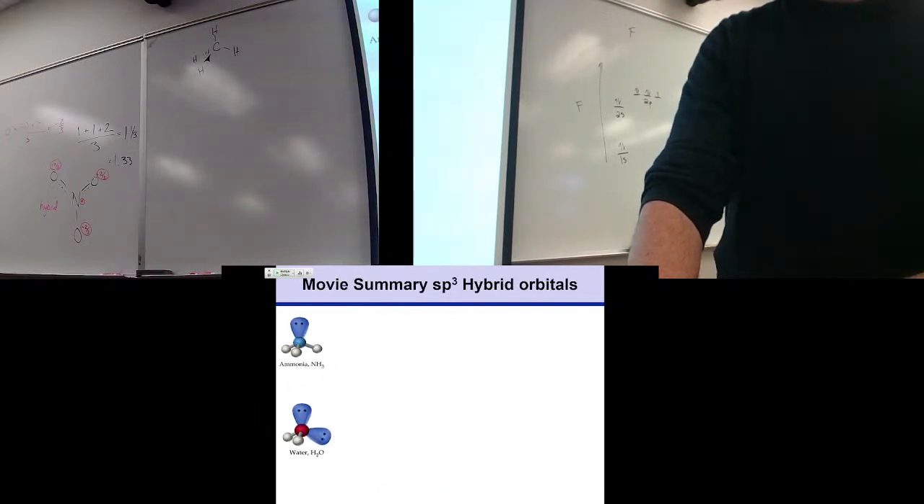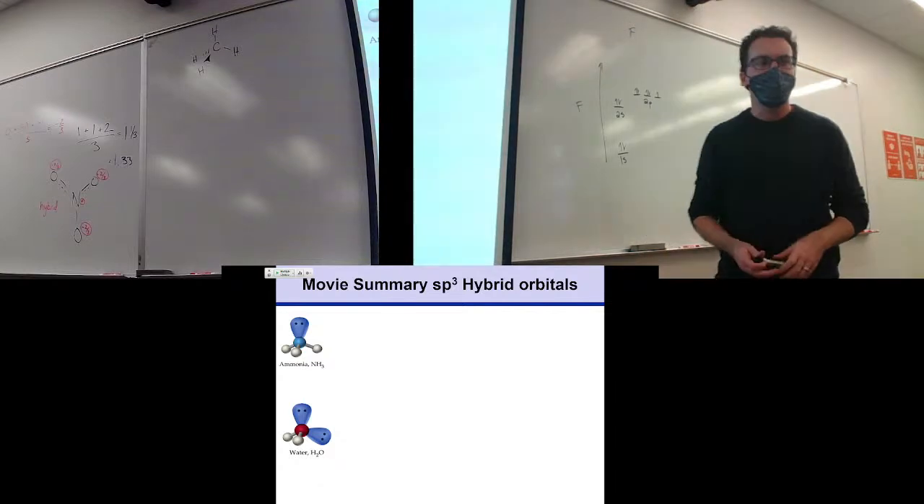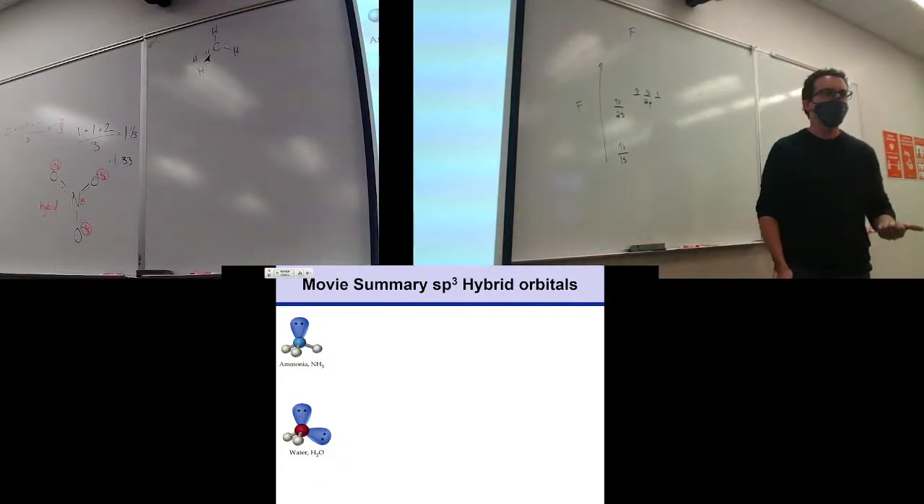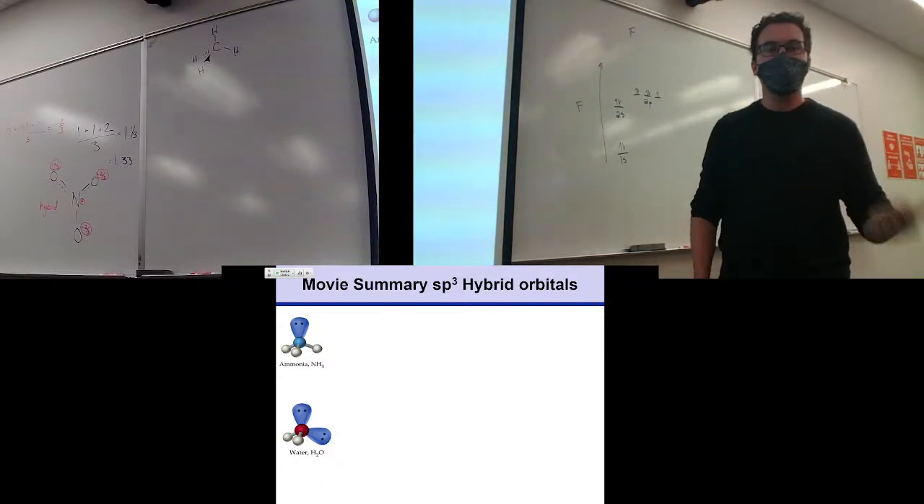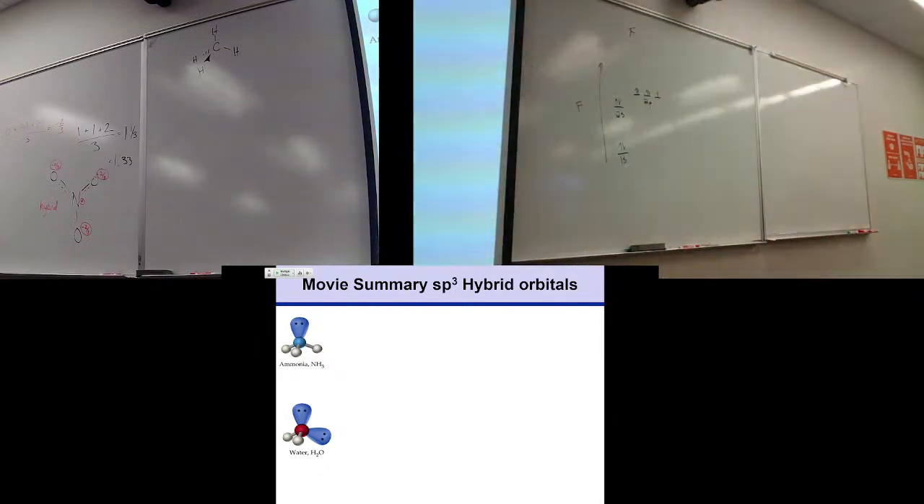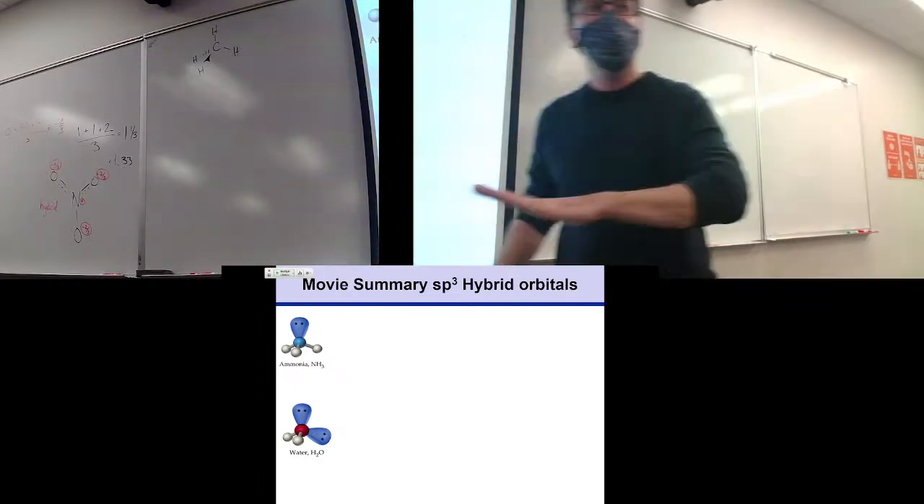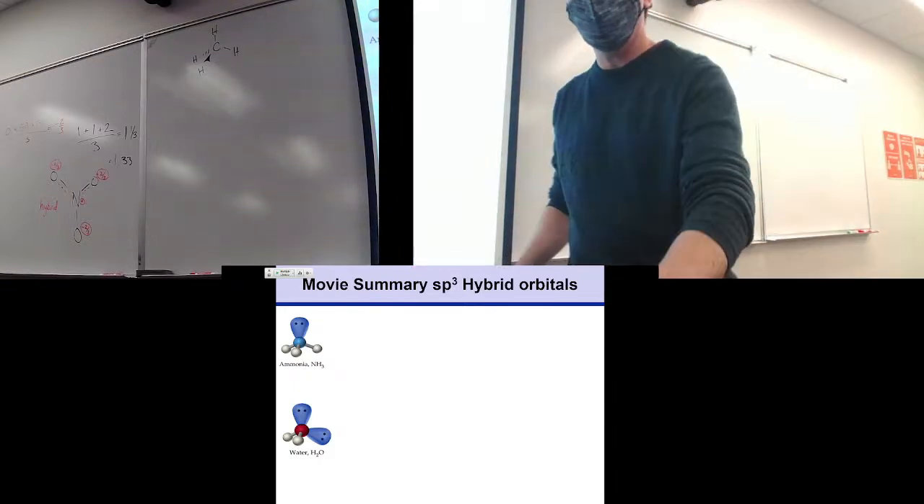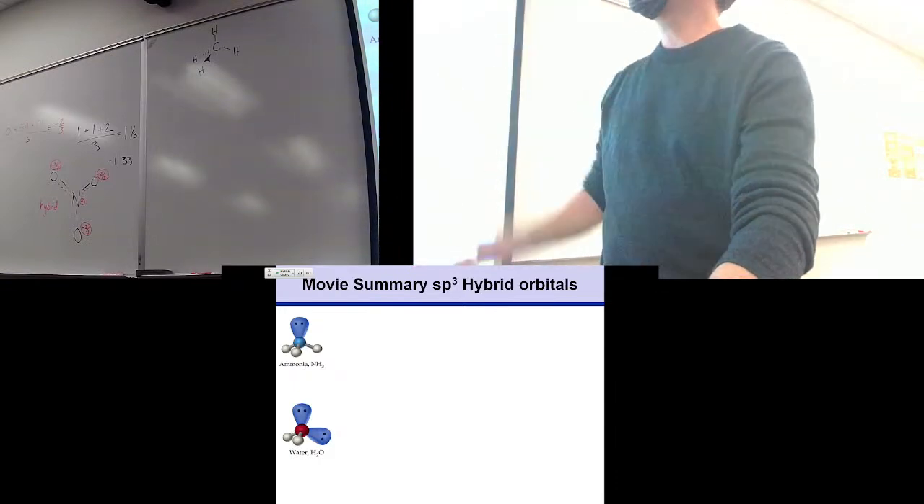All right, now, what about other tetrahedral shapes? So ammonia and water are also tetrahedral electron geometry. Okay, ammonia's got 1, 2, 3, 4 groups of electrons. So does water. 1, 2, 3, 4 groups of electrons. The molecular geometries are not tetrahedral, but the electron geometries are. Well, these are also sp3s.